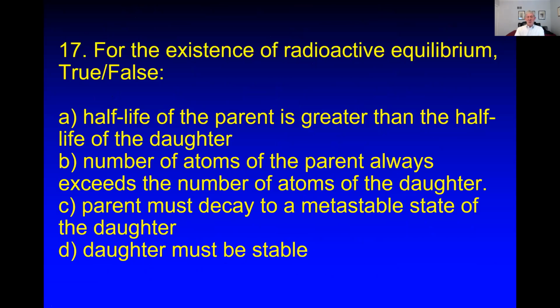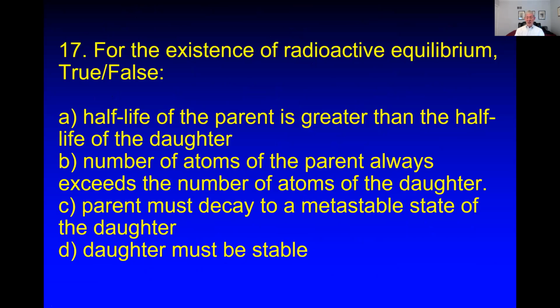Okay. For the existence of radioactive equilibrium, this is any kind of equilibrium. True or false? The half-life of the parent has to be greater than the half-life of the daughter. We know that's true. The number of atoms of the parent will always exceed the daughter. That's always going to be true because the daughter is going to be decaying faster than the parent.